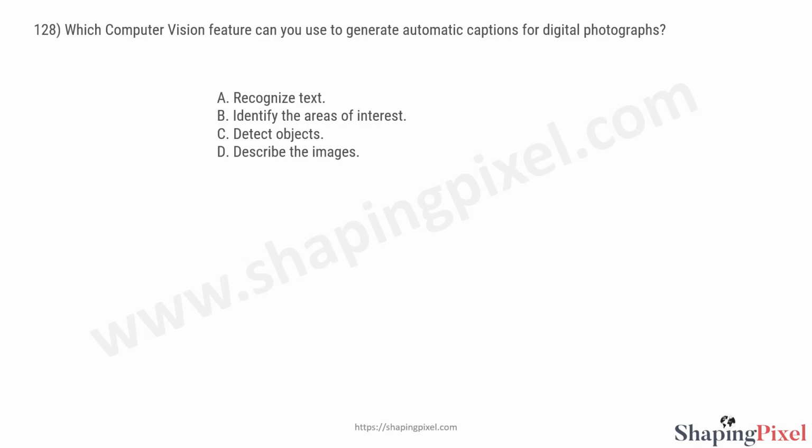Question number 128. Which computer vision feature can you use to generate automatic captions for digital photographs? And we have the following four options: recognize text, identify the areas of interest, detect objects, describe the images. So the right option here is option D, describe the images.